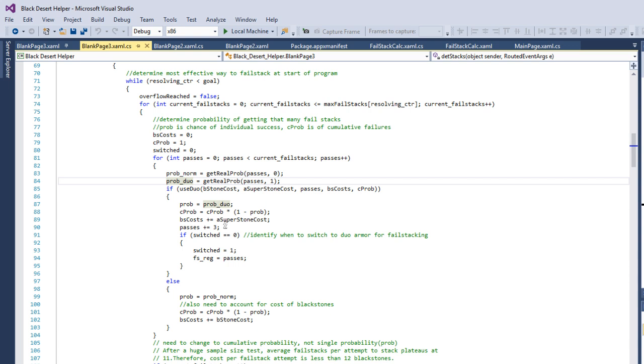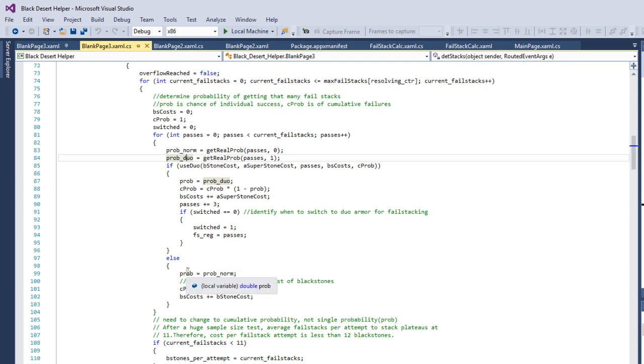And if it's already made the transition for duo, then this part isn't done, but if it hasn't, this kind of records when it was the time to switch to duo so that I can feed that to you later. And then if it decides not to use duo, which it probably will the first 20 or so times depending on the market, then it uses the probability of plus 14. It does the same thing with the cumulative probability. And then you see on both functions it adds the costs of the Blackstone to your cumulative cost of getting to that amount of fail stacks.